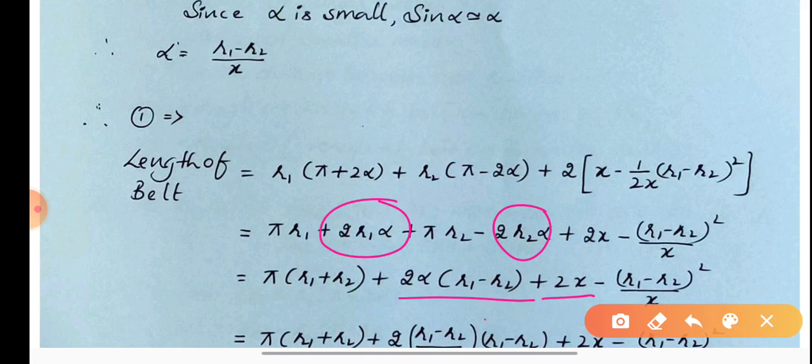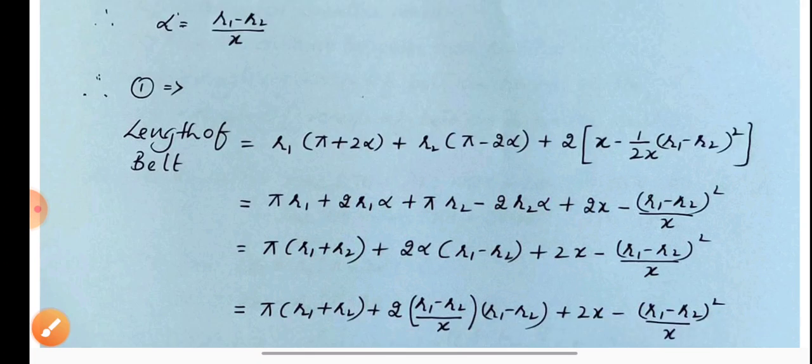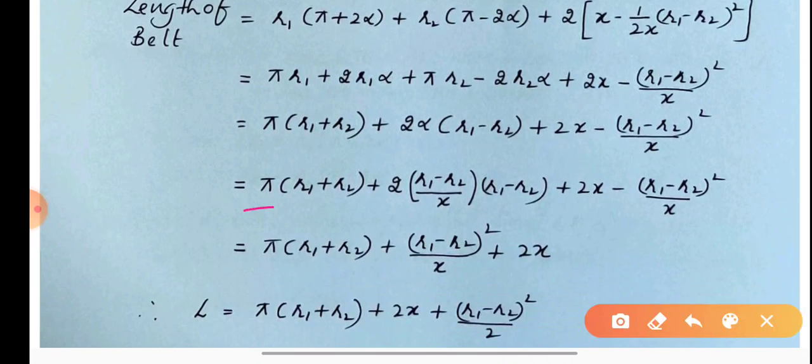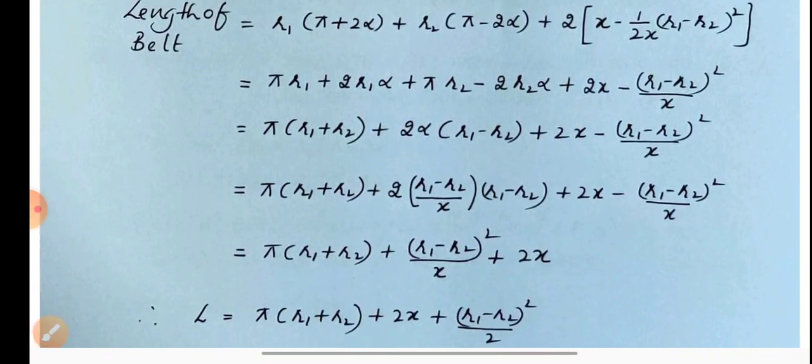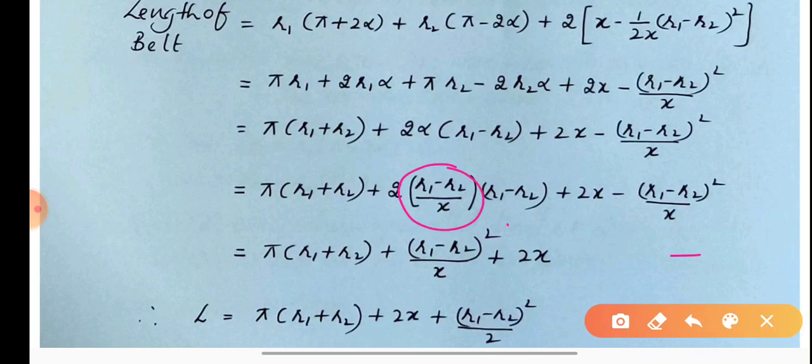plus 2x. I will write as it is, R1 minus R2 whole square by x as it is. I will write. Now I will write this pi into R1 plus R2 as it is. Now if you look at here, we have alpha, right? So this alpha we have already found, this alpha, right? What is that alpha? R1 minus R2 by x. That I will replace here. R1 minus R2 by x. I have substituted for alpha, R1 minus R2 as it is, and remaining things.